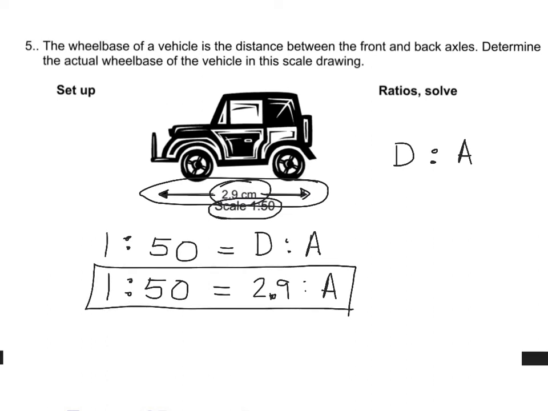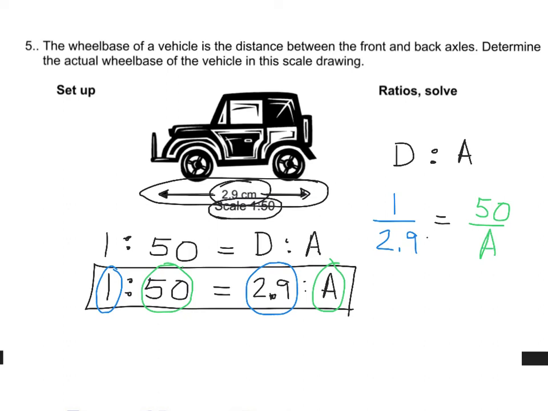Now, how do I solve this ratio? There's so many ways of solving this ratio, but I'll go about doing this one the same way that I would go about doing one that had 3 numbers. So I'm going to set this up as the first number on the left over the first number on the right. So 1 over 2.9 is equal to, and then I'm going to write the second number on the left over the second number on the right. 50 over A.